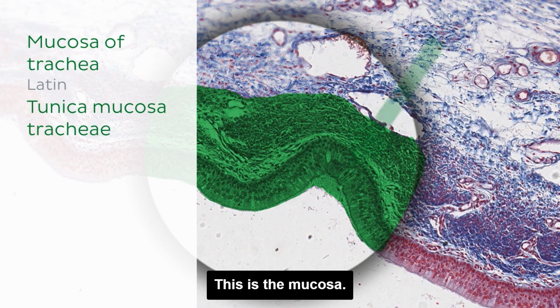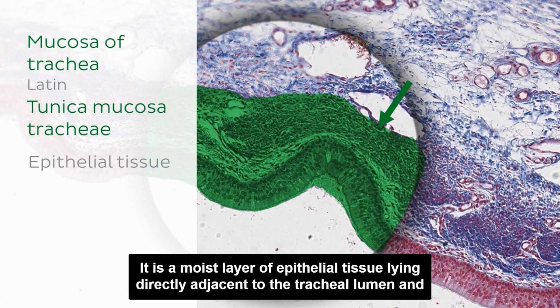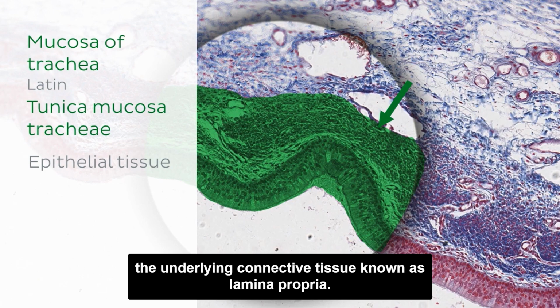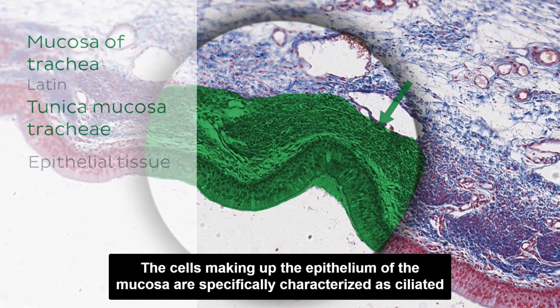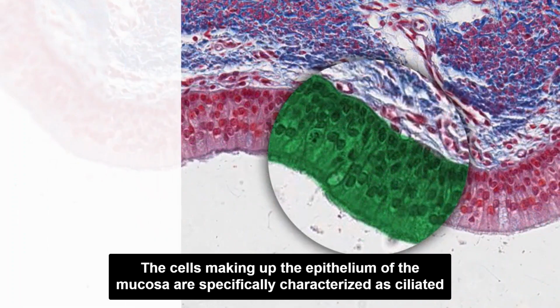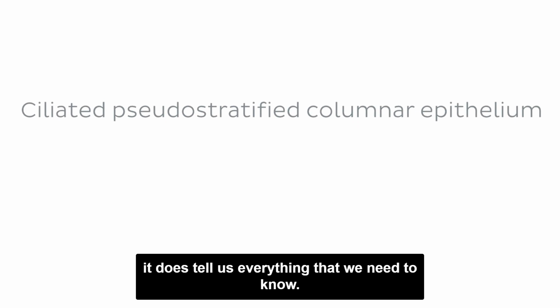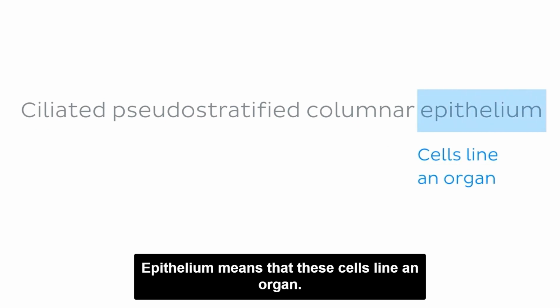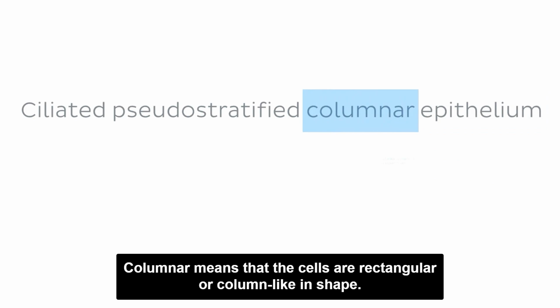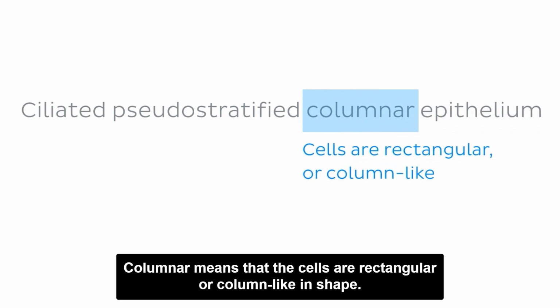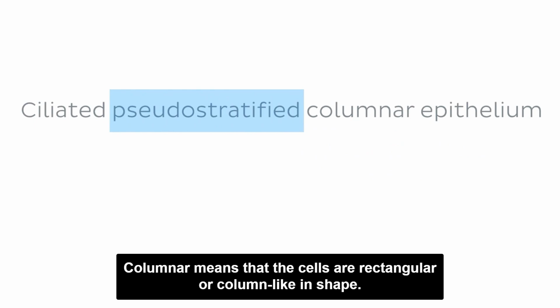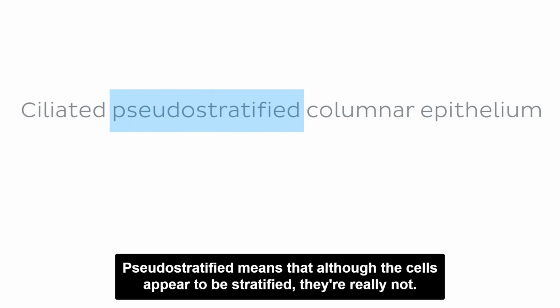This is the mucosa. It is a moist layer of epithelial tissue lying directly adjacent to the tracheal lumen and the underlying connective tissue known as lamina propria. The cells making up the epithelium of the mucosa are specifically characterized as ciliated pseudostratified columnar epithelial cells. And I know that's a really long name, but it does tell us everything that we need to know. Epithelium means that these cells line an organ. Columnar means that the cells are rectangular or column-like in shape. Pseudostratified means that although the cells appear to be stratified, they're really not.